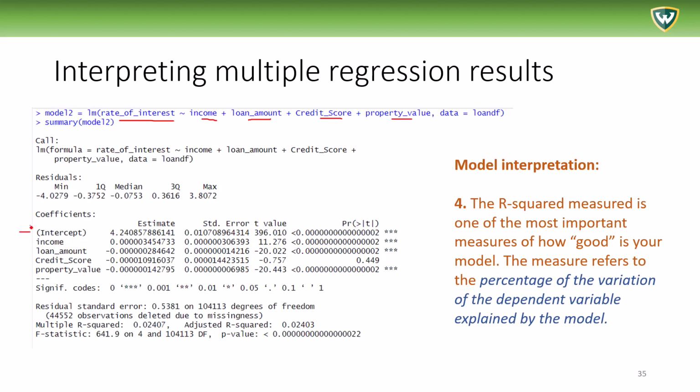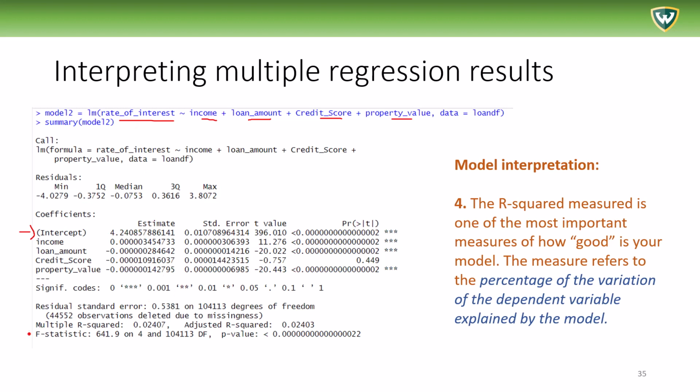So it's just like we saw before. We have the intercept, which here is 4.24. And here are the estimates, or the betas. So income, all of these also are numeric. So each additional unit of income increases the interest rate by 0.00000345. So it's very, very tiny, but it is statistically significant. It's a very small amount here in this real data set that I have, quote unquote, relatively real. And so these are the estimates.